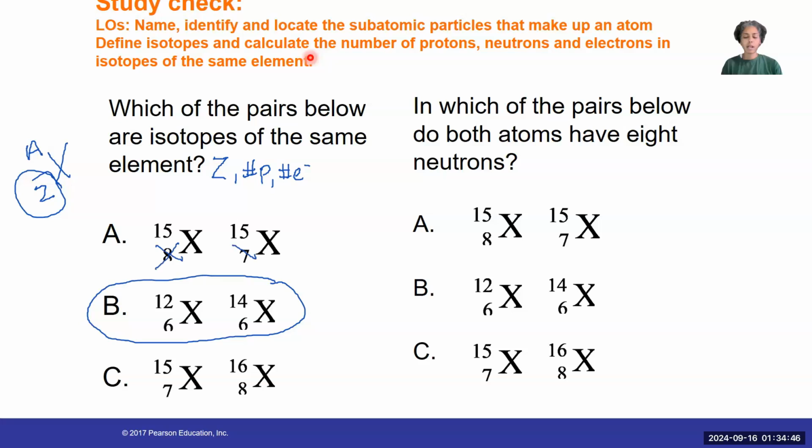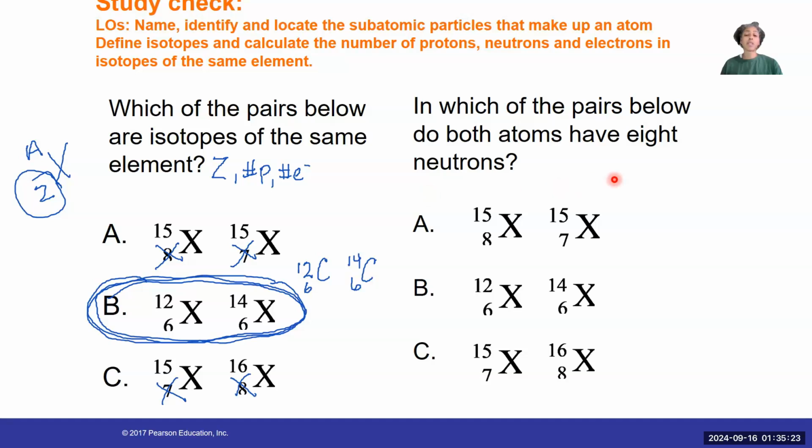A are not the same. So these are atoms of the same element in B. Anybody know what element that represents? If you take a quick look on your periodic table, these would represent isotopes of carbon. So these are isotopes of carbon. We've got carbon 12 and we've got carbon 14.